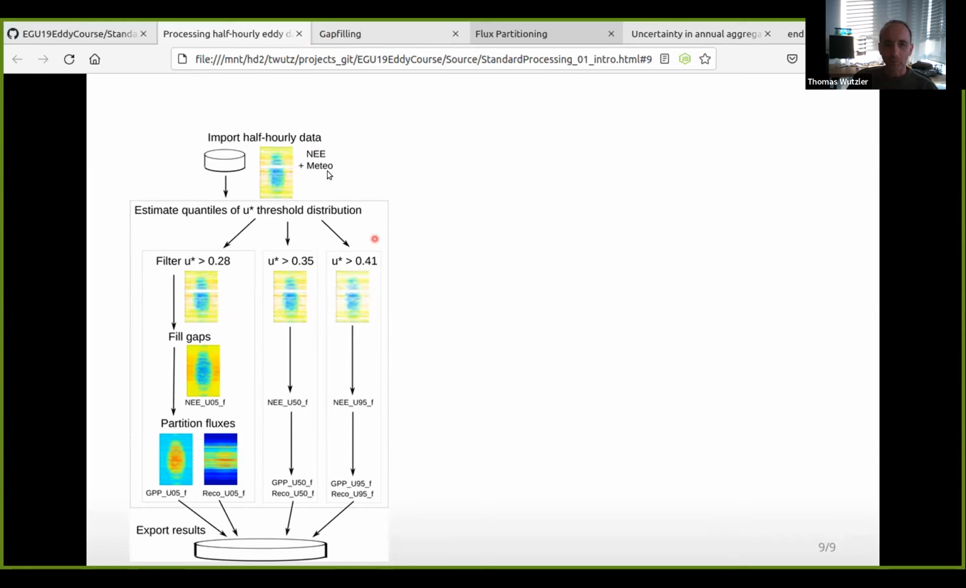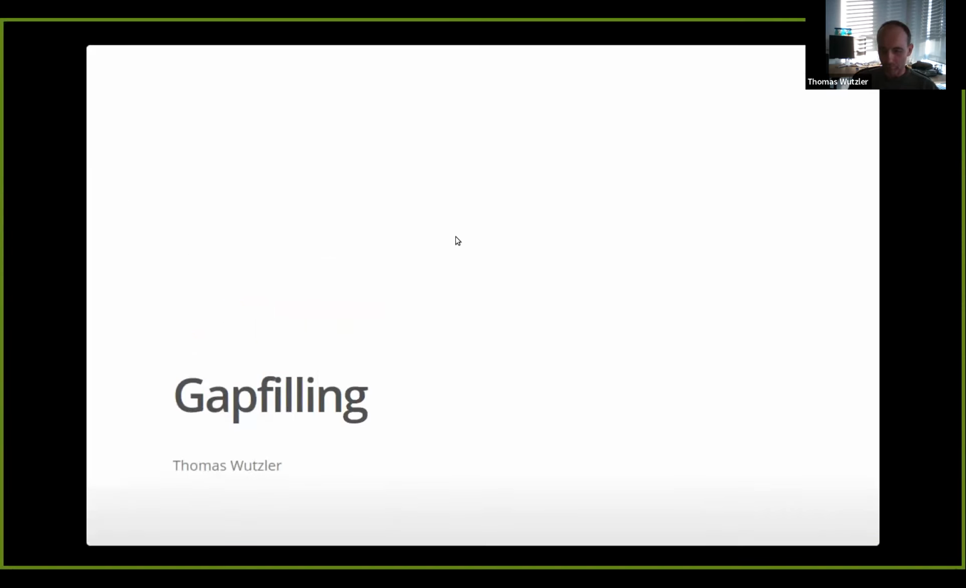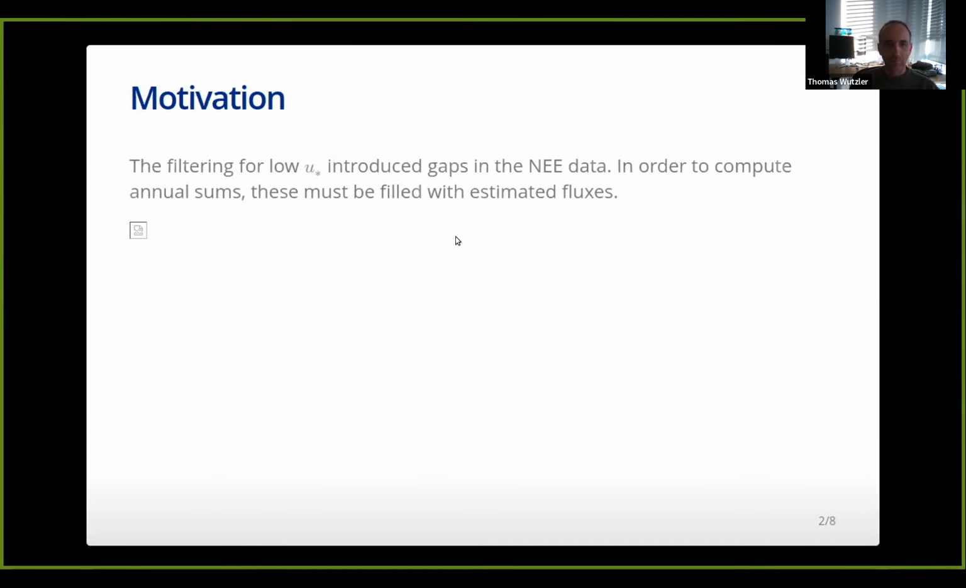Then I go on to the first step, which is the gap filling. So I already introduced you to this u-star threshold, and if you don't apply it, then you get biased NEE values.